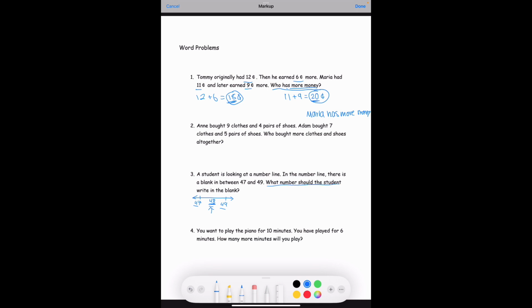So what number should the student write in the blank? Would be 48. Let's look at number 4. You want to play the piano for 10 minutes. You have played for 6 minutes. How many more minutes will you play? Okay, so in total you want to play the piano for 10 minutes, but you've already played for 6 minutes. So how much more are you going to play? So the total was 10, and you've already played 6, so let's subtract 6 from 10 to find the remaining time. So 10 minus 6 equals 4, so you have 4 more minutes to play.